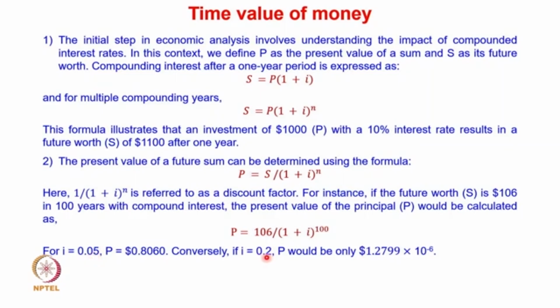Similarly, if I take an interest rate of 0.2, so in this case the interest rate is lower, but let's say the interest rate is higher. In that case you can see that even if I am investing a very small amount today, it's going to become 10^6. So this principal amount comes out to be 1.2799 into 10 raised to power 6. Okay, a very small amount if we invest today, we can get 10^6 after 100 years. So you can see that the time value of money has an impact on the cost calculation.